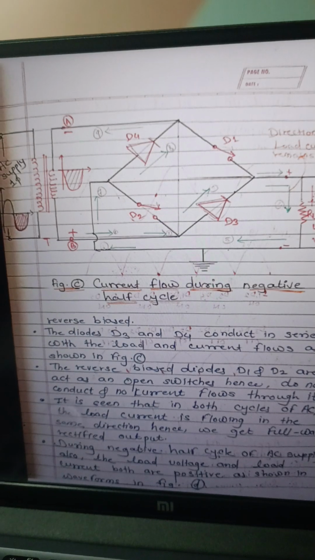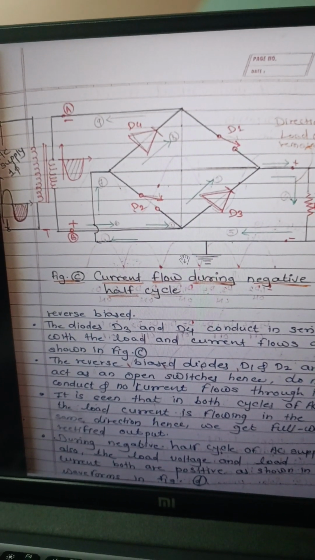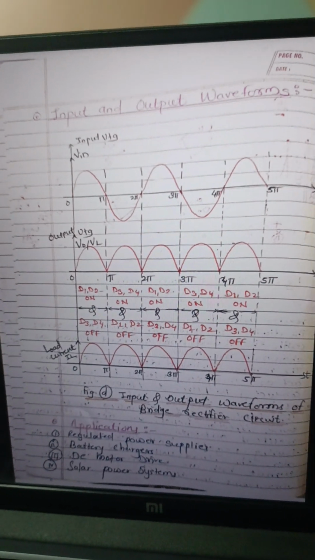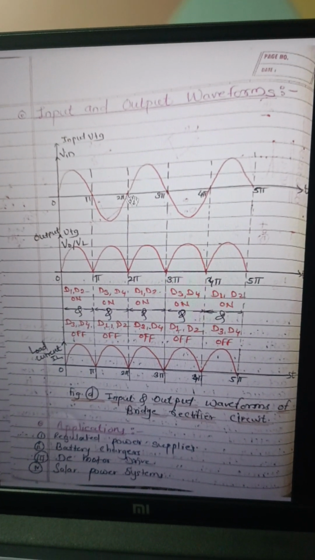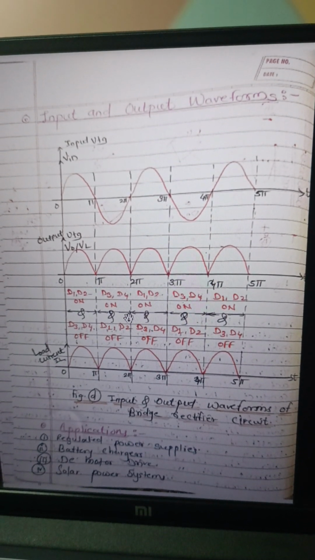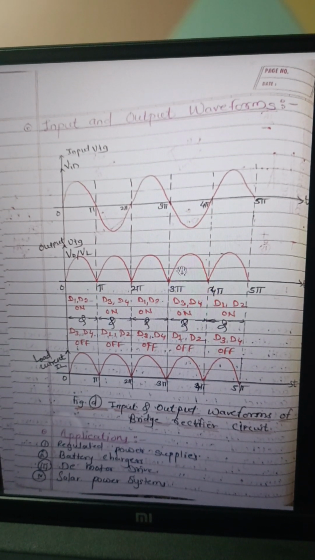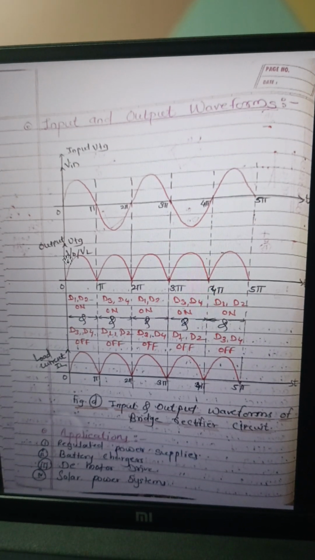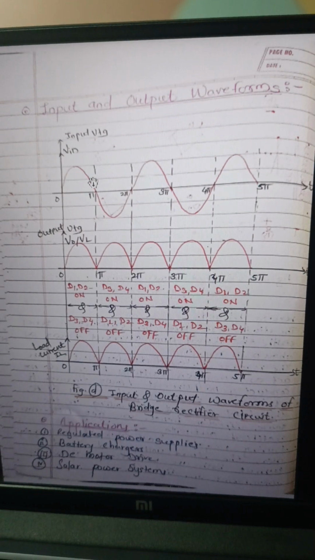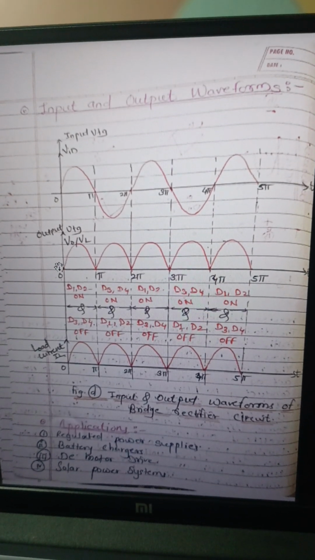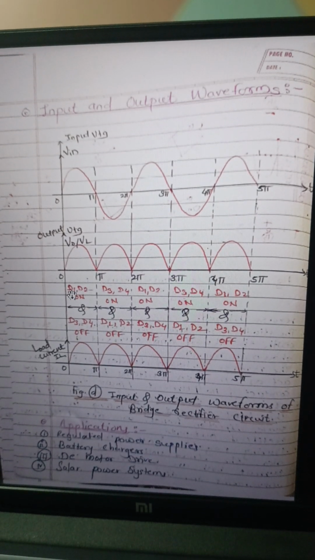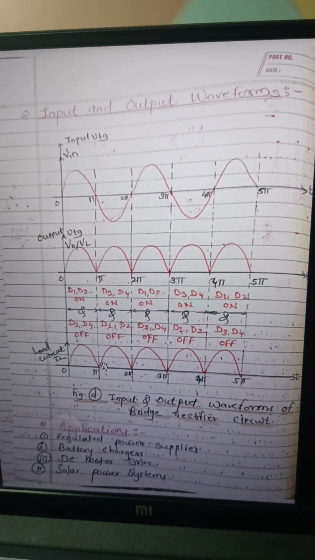So now, these are the input and output waveforms. This is the input waveform, Vin, a plus-minus AC voltage waveform, and this is the output voltage, a DC waveform. The output voltage is DC because a rectifier converts AC to DC. During the first positive half cycle, the output voltage V0 is positive, which means current flows through diodes D1 and D2, and it is also positive.